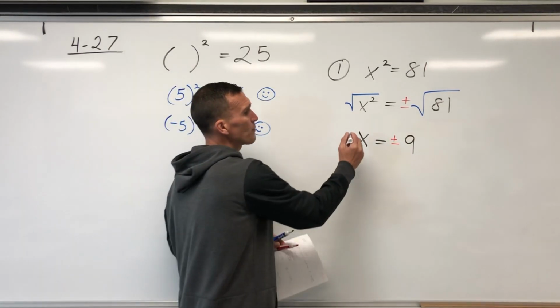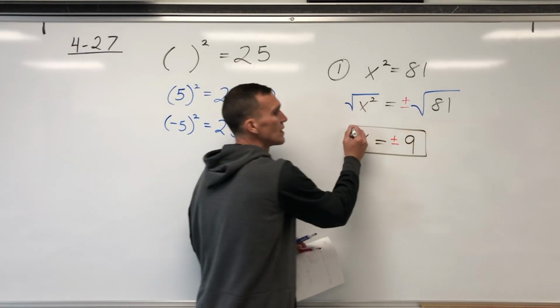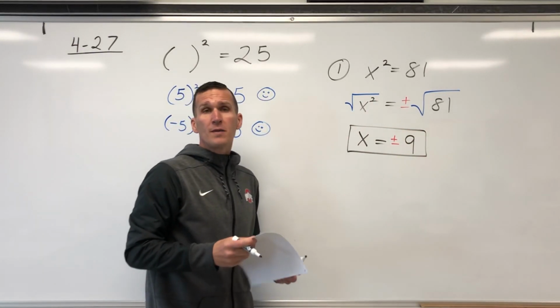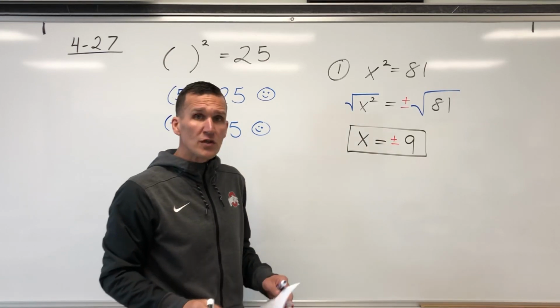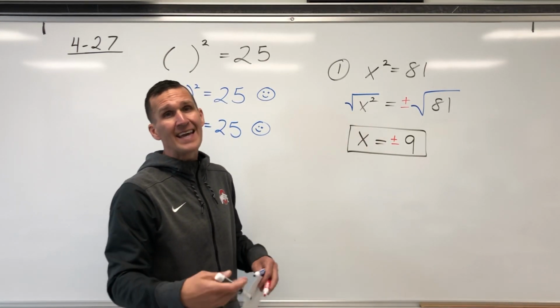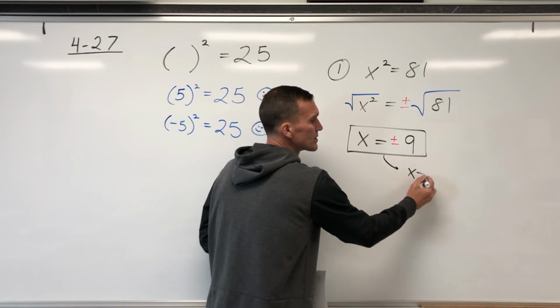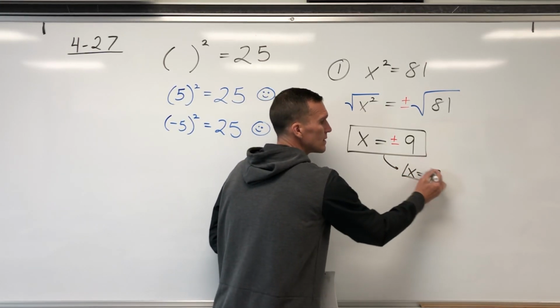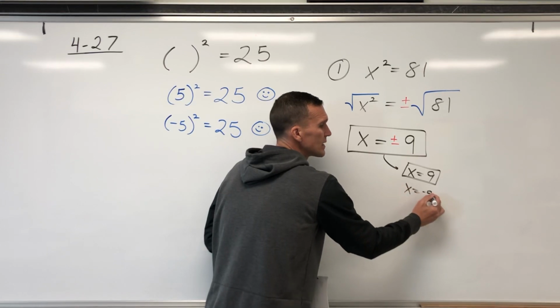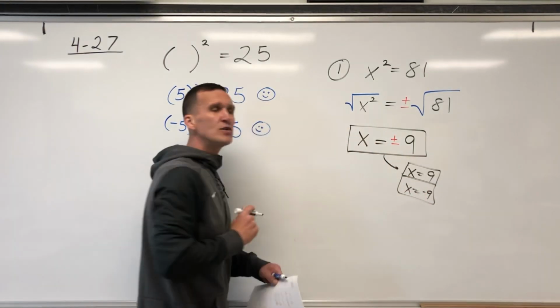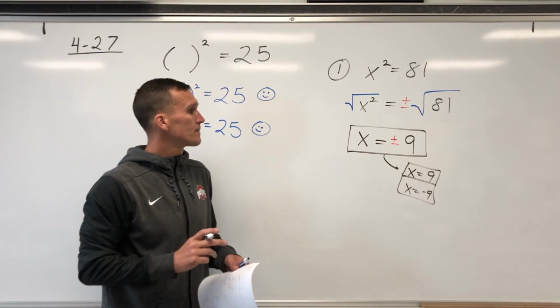Now this is how math people, since x is by itself, would finish it. But what it really means is there's two answers. That plus or minus sign means positive 9 and negative 9. So this really means that x equals 9 is an answer, and x equals negative 9 is an answer, but we just write it as plus or minus 9.